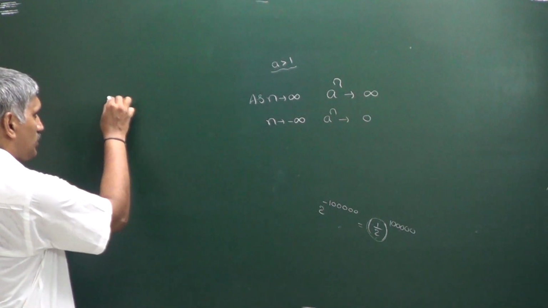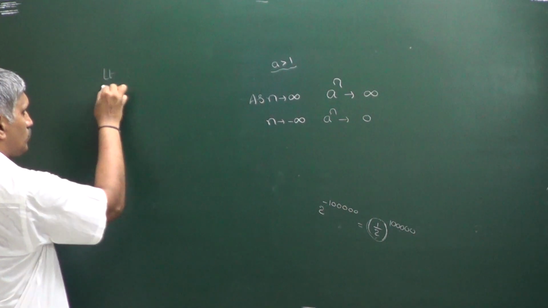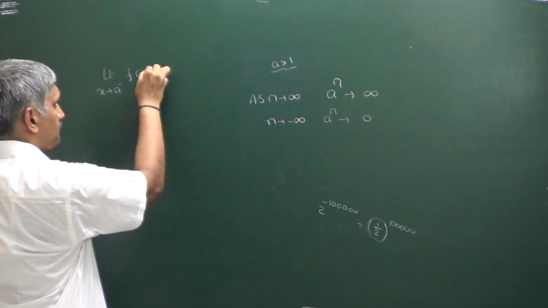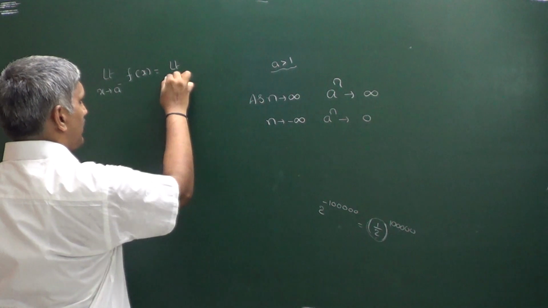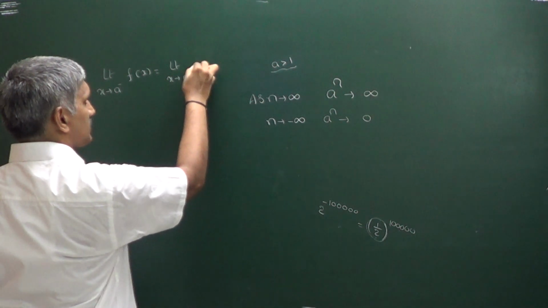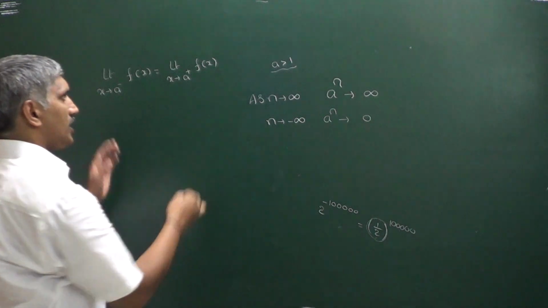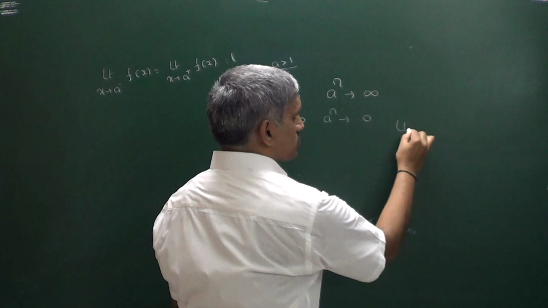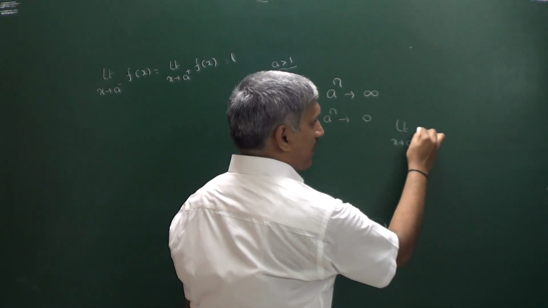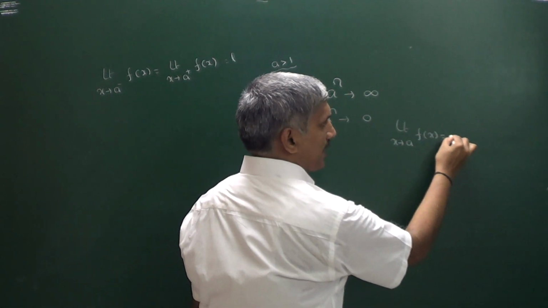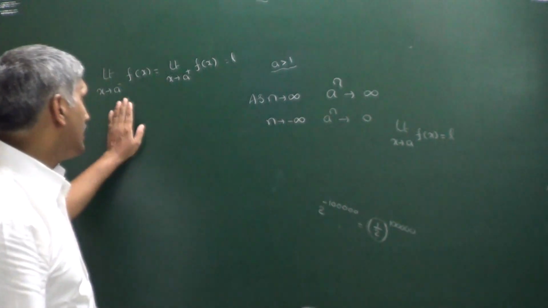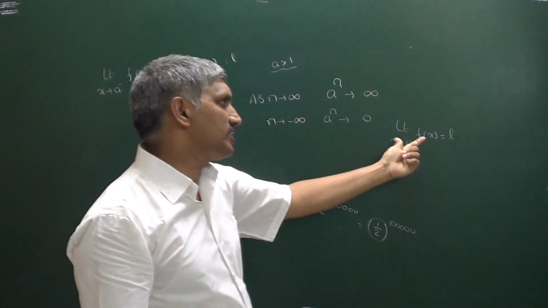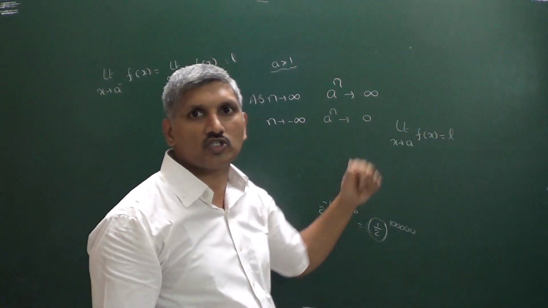So at the same time, the other way of approaching this one, this is the actual definition we discussed. Limit x tends to a minus f of x is equal to limit x tends to a plus f of x. If both are equal and equal to L, then we write limit x tends to a f of x is equal to L. Left hand limit is equal to right hand limit, that must be equal to L. Then we can say that the value of this limit is equal to L.